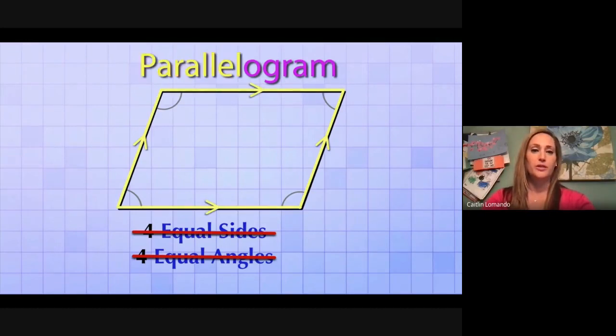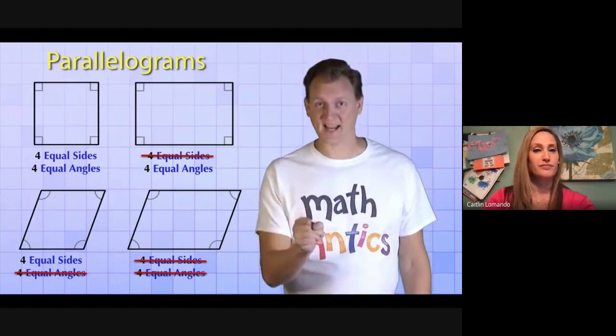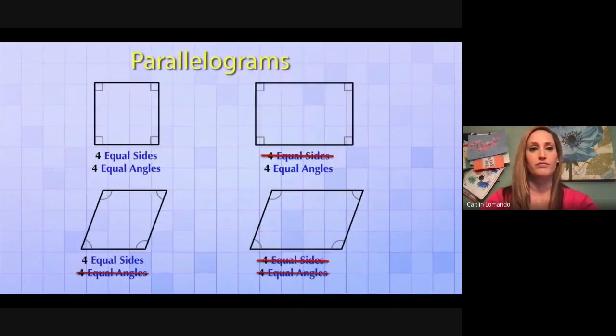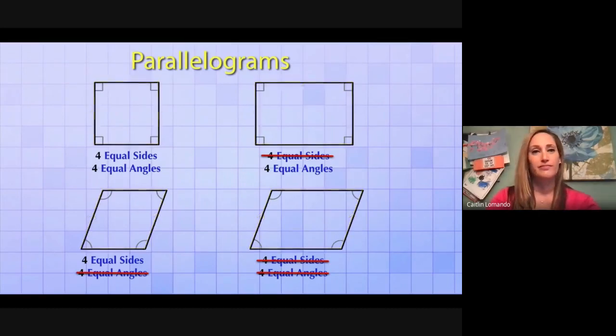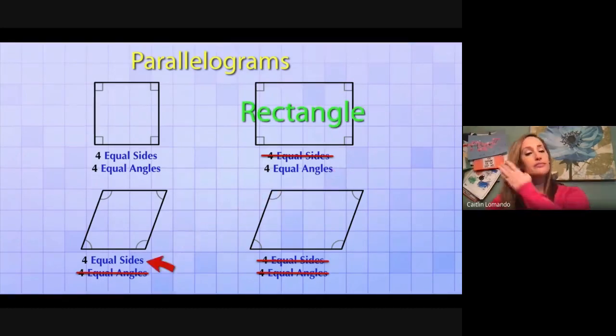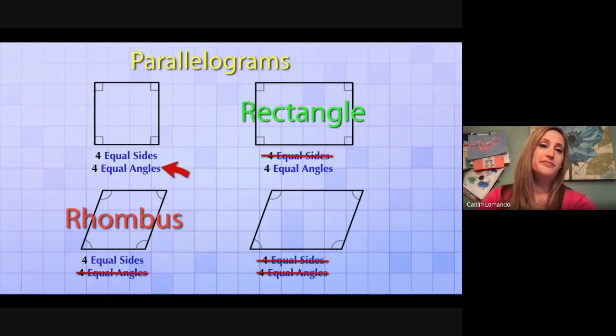Get it? Parallelogram. Now wait a second. If that's the definition of a parallelogram, a quadrilateral that's made from two pairs of parallel sides, then wouldn't all these other shapes be parallelograms too? Exactly. All of these shapes are parallelograms, just like they're all quadrilaterals. It's just that we have special names for them if their angles are all equal, a rectangle, or if their sides are all equal, a rhombus, or if both their sides and their angles are all equal, a square.